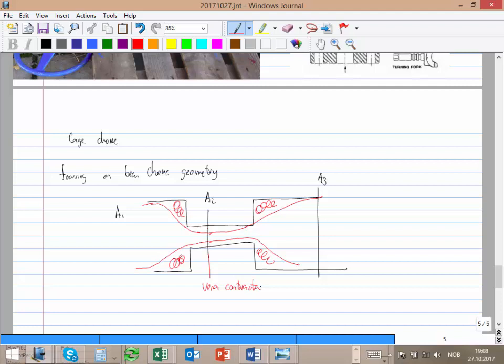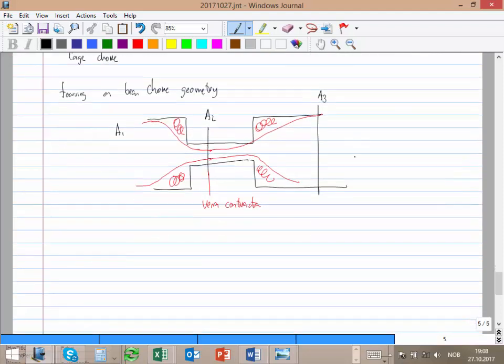You can have all kinds of geometries, but fundamentally every choke is like that: you have a reduction and then an expansion. That's why most of the choke models are based on this abstraction, even though the geometry might be very different. So let's look at the function of the choke.